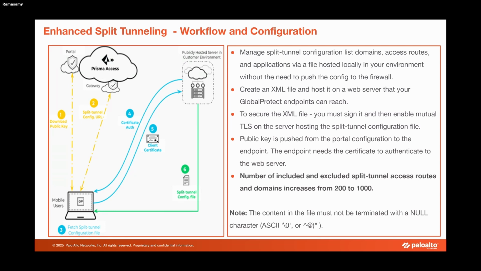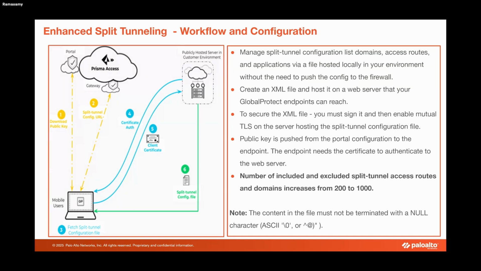We need to sign the configuration file and add the encoder digest to the configuration. The important point to note here is that the content in the file must not be terminated with the null character. Host the file on the web server that your GlobalProtect can reach. In this example, we have it over here. And then enable mutual TLS authentication on the server hosting the split tunnel configuration file to secure it.